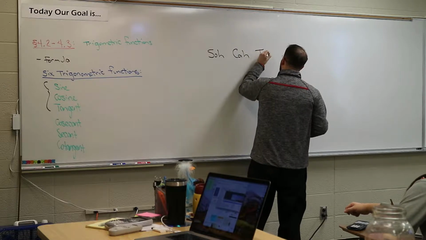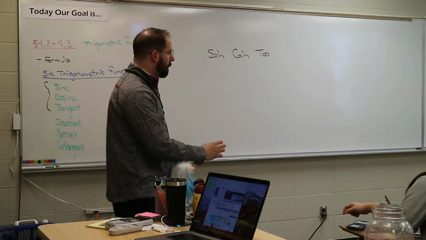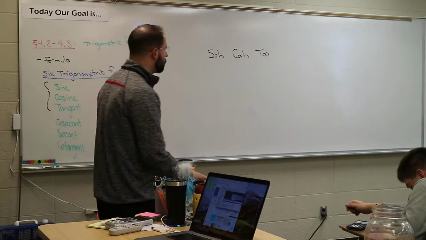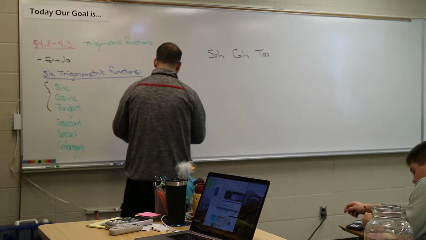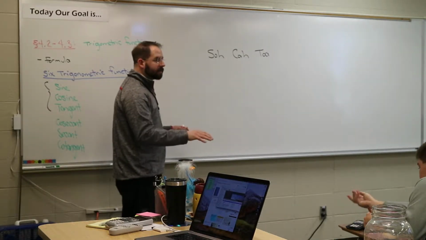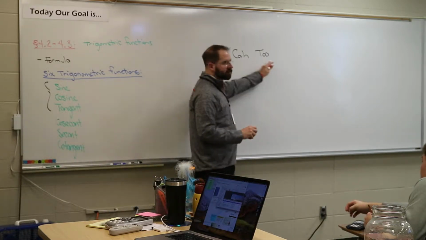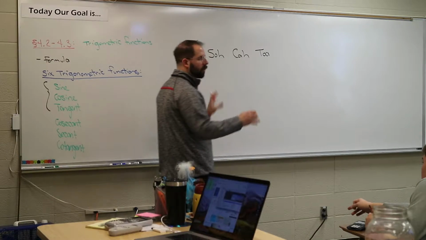SOH CAH TOA. You do need to know what SOH CAH TOA stands for. It's this little abbreviation that I use to help me remember the formulas for the trig functions. Now, the trig functions, in the first place, only deal with right triangles. That's it, right triangles only. Okay, so I'm going to give you the formulas for the first couple. Maybe I'll start with sine and we'll work our way through it.